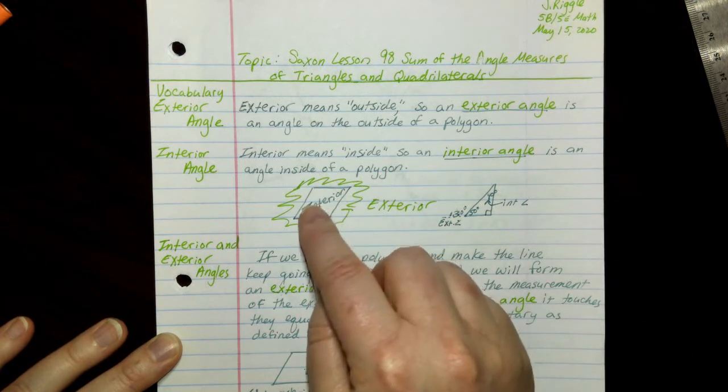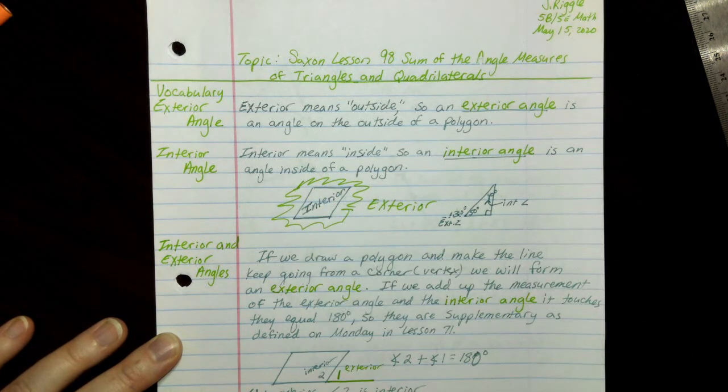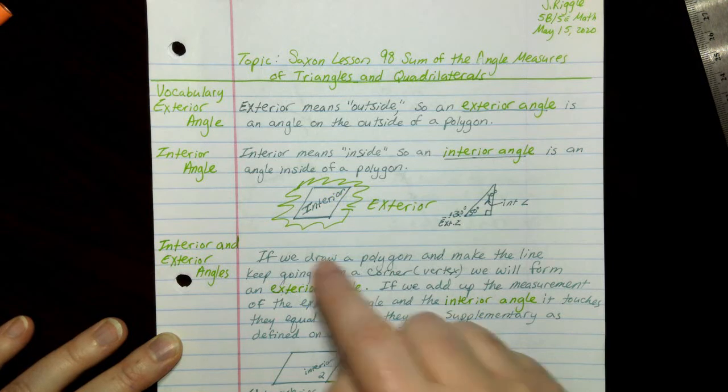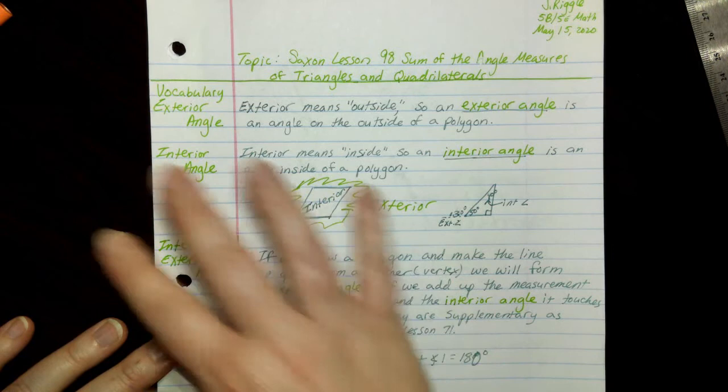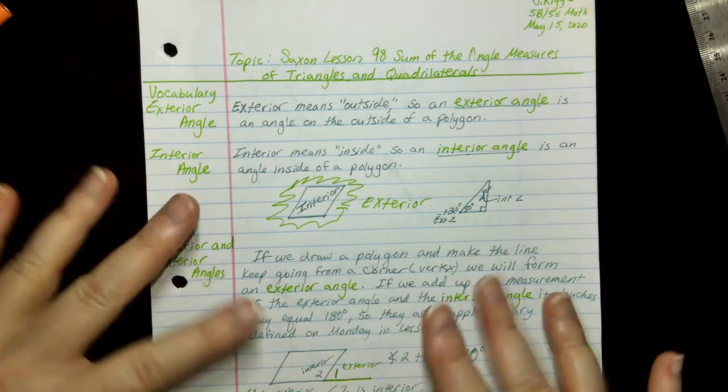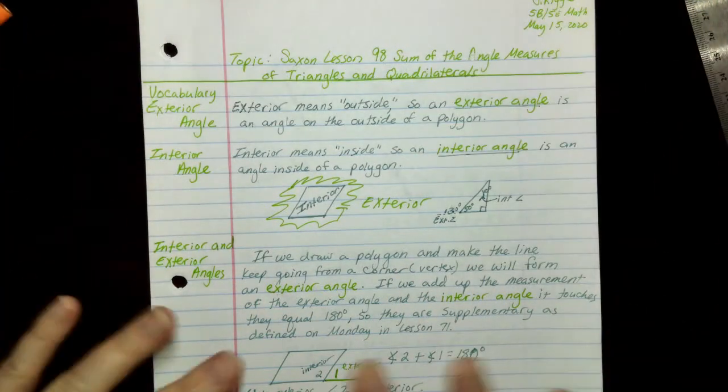And I just drew a little quadrilateral, parallelogram guy right there. And I labeled interior on the inside. And then all this stuff on the outside, anything out here, here, here, here, here, is exterior.